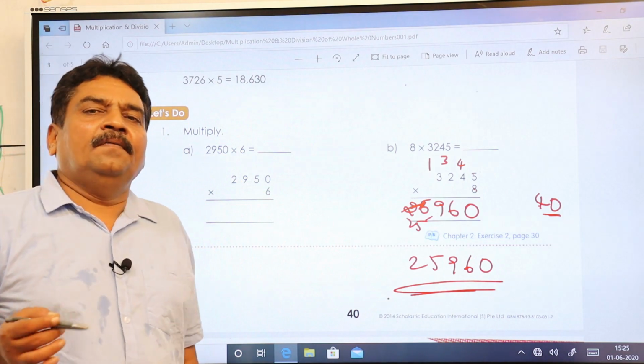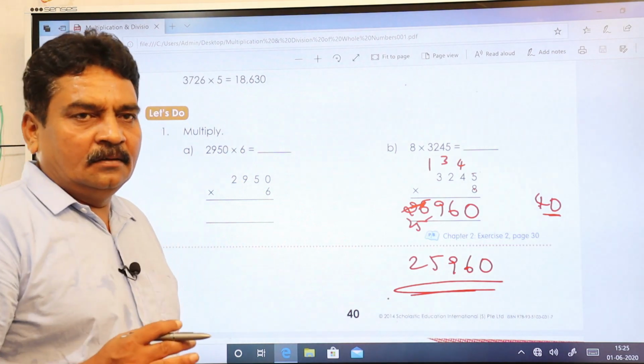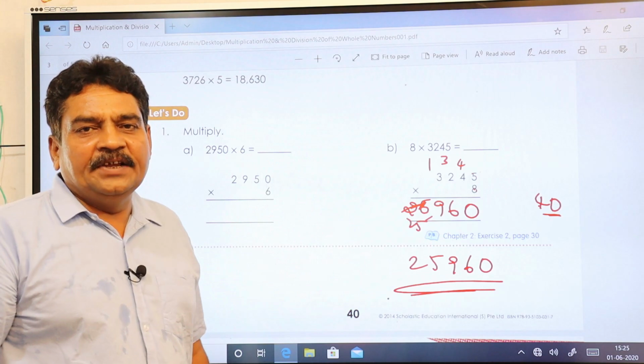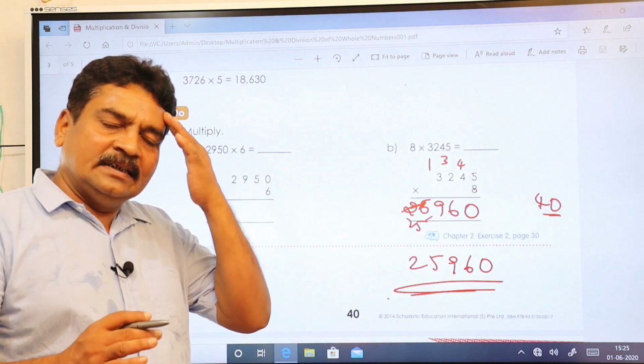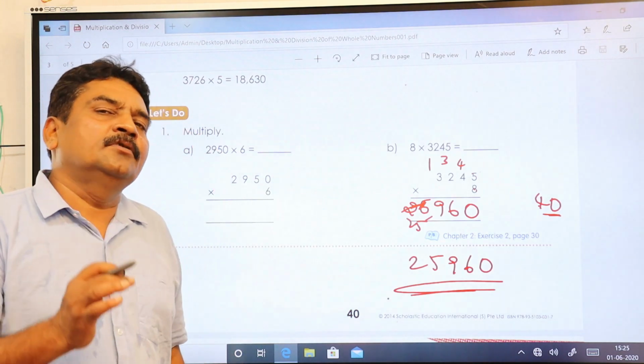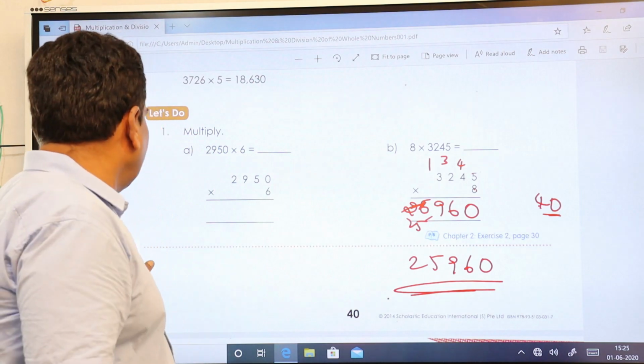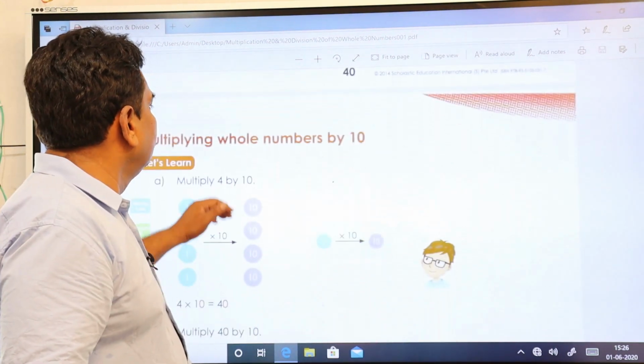Until and unless you become perfect in tables up to 9, you are not going to be fast. If you want to become fast in mathematics, you have to learn tables up to 9 perfectly. Now let's go to the next one.